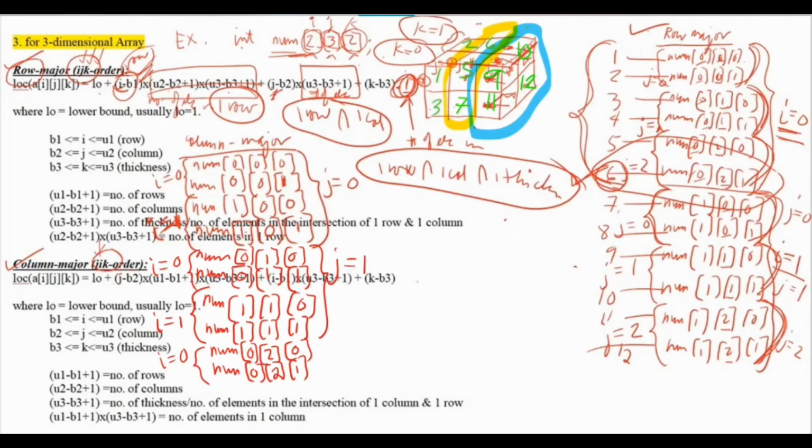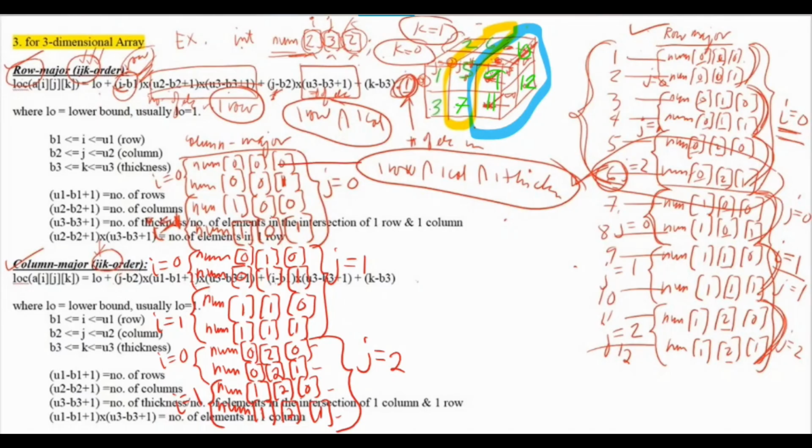And number 11 is num, i is 1, column is 2, and the thickness is 0. And number 12 is num 1, 2, 1. So these two elements are the elements at the second row, or i equal to 1. And all of these 4 elements here, 1, 2, 3, 4, are those 4 elements on the third column where j is equal to 2.